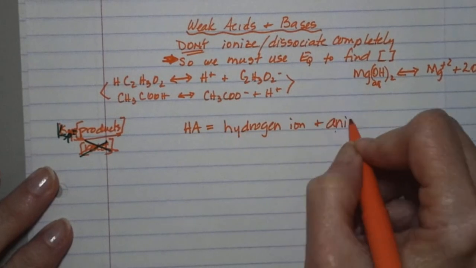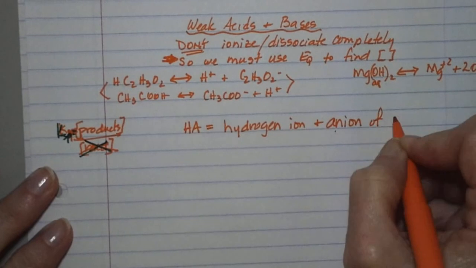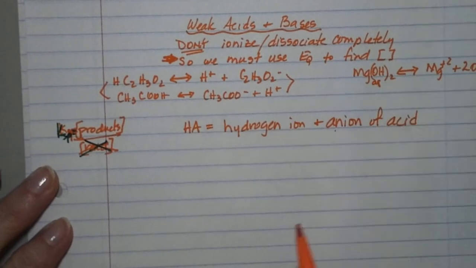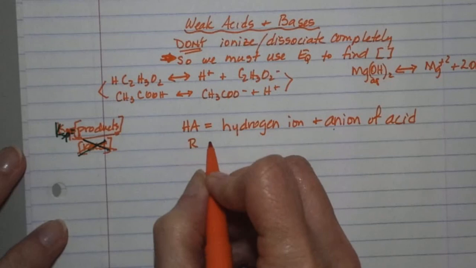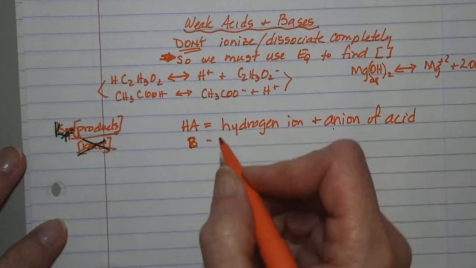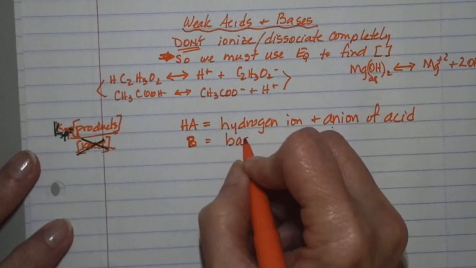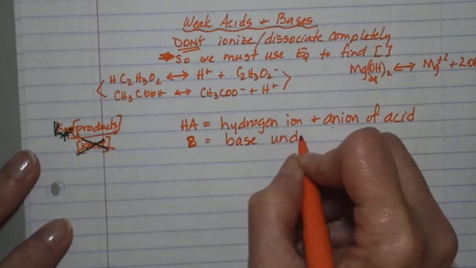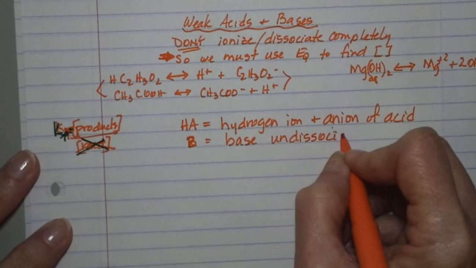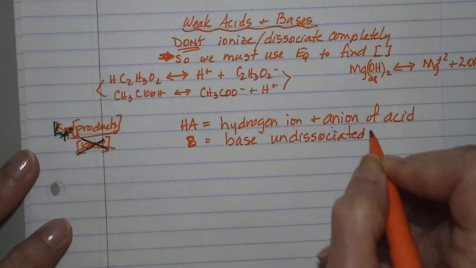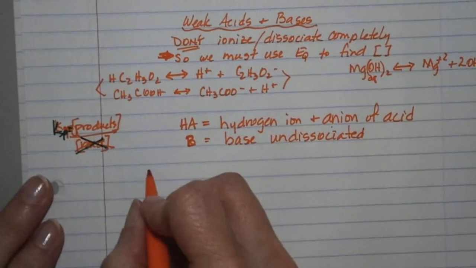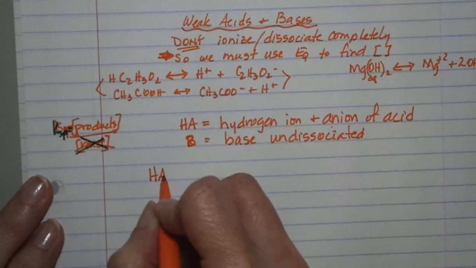The B is going to be the base. It's undissociated, so it's just the whole base. So they can talk about an acid, HA, and it's going to separate into H plus and the anion, and I'm going to put my arrow both ways.